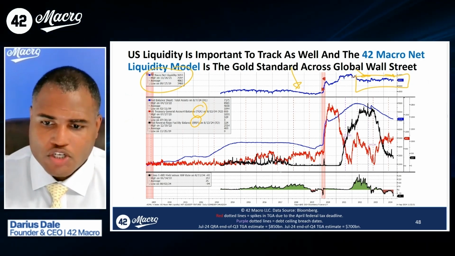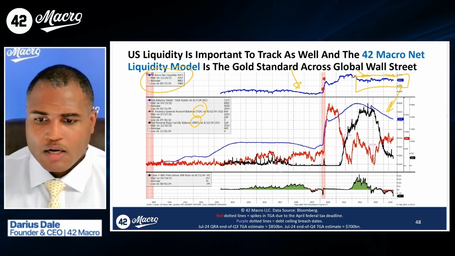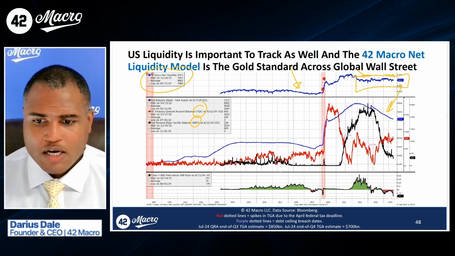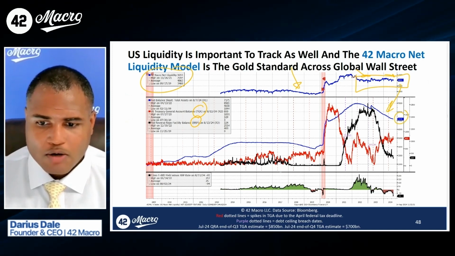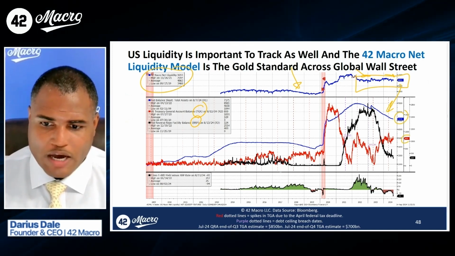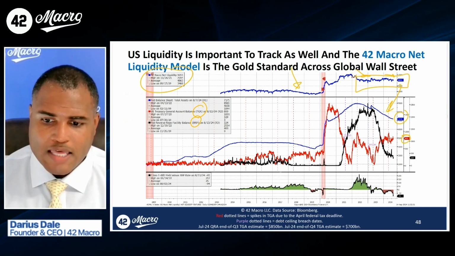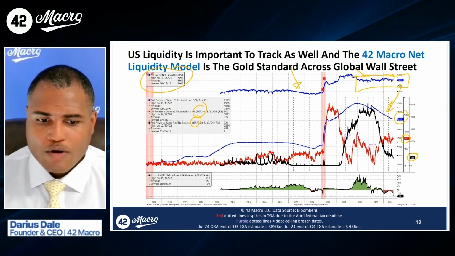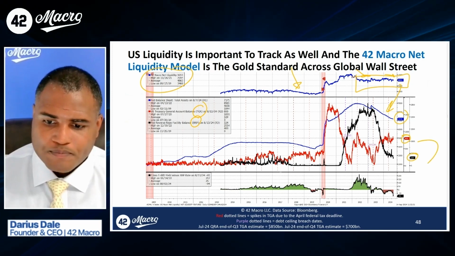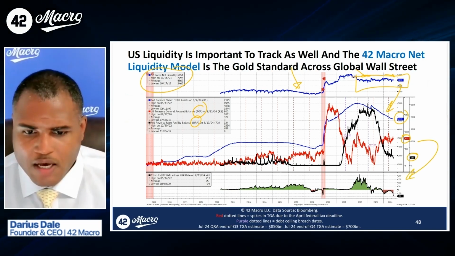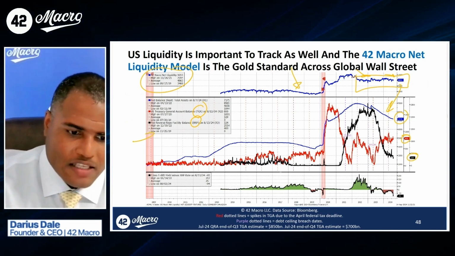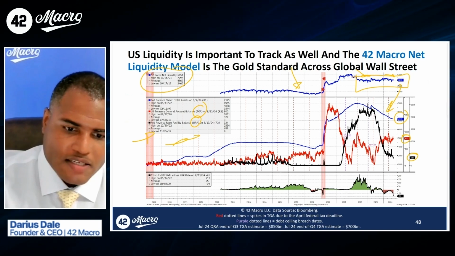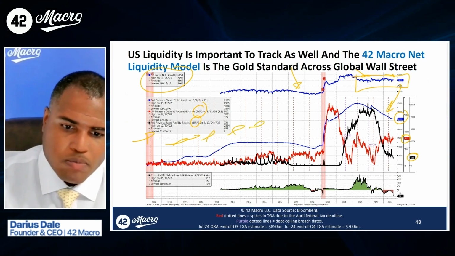In this chart, we show each of those variables on an independent basis. The Fed balance sheet, as we know, is right around $7 trillion. The current value of the Treasury general account is about $800 billion, and the current value of the reverse repo facility is about $324 billion. What the red dotted lines in this chart indicate are spikes in the Treasury general account balance prior to tax day.